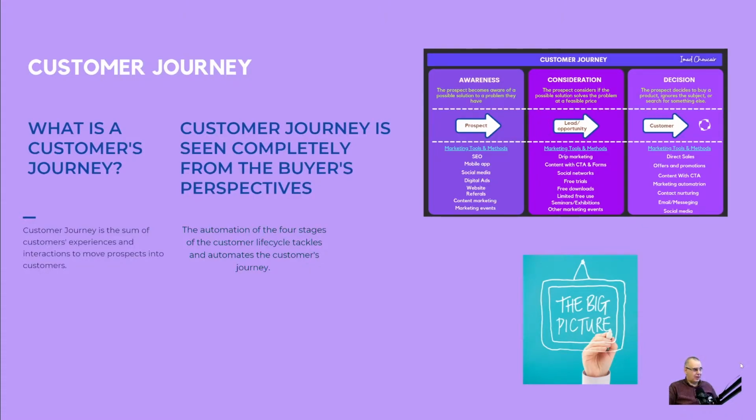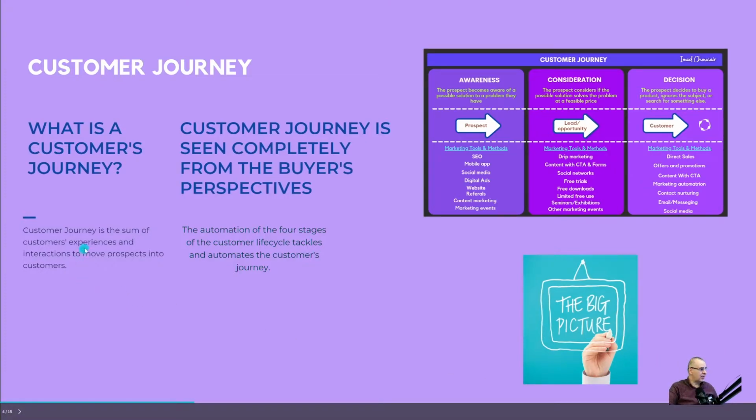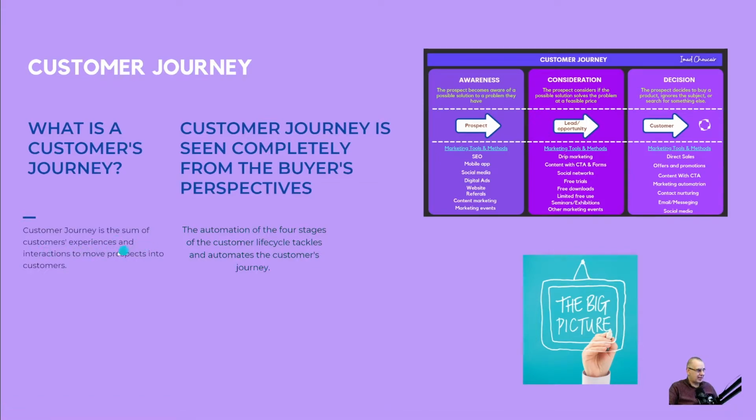Now let's begin Chapter 4, where we speak about the customer journey. I believe you're going to love this chapter because we are going to be covering a very exciting part of marketing, which is the part related to the understanding of human behavior, as we mentioned. Before we begin, let's cover a little bit of some formal definition of what the customer journey is. We said the customer journey is the sum of customers' experiences and interactions to move prospects into customers. What does it mean? We'll see that in good detail.